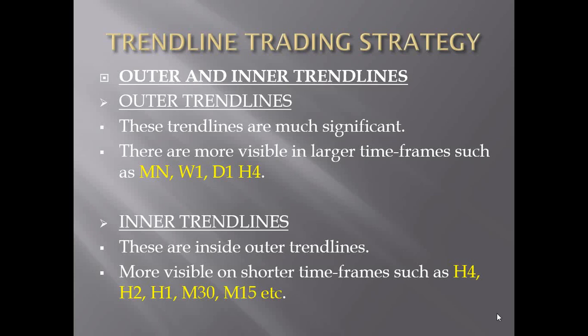In terms of the smaller trend lines, we said that these trend lines are basically formed within the larger trend lines, and they are much more viewable on lower time frames, such as 4-hour, 2-hour, 1 hour, 1 minute, 5 minutes, 15 minutes, and 30 minutes. So that is how we demonstrated this.